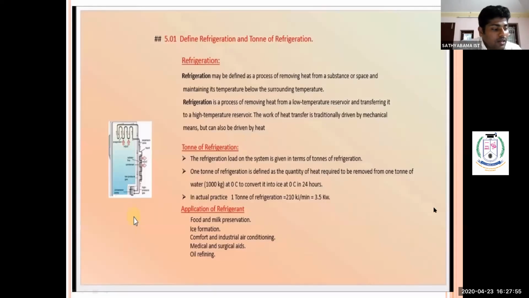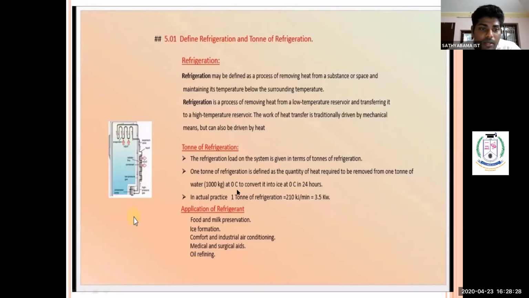Next chapter is refrigeration. Define refrigeration and ton of refrigeration. Refrigeration may be defined as a process of removing heat from a substance or space and maintaining its temperature below the surrounding temperature. Refrigeration is a process of removing heat from a lower temperature reservoir and transferring it to a higher temperature reservoir. The work of heat transfer is traditionally driven by mechanical means, but can also be driven by heat.